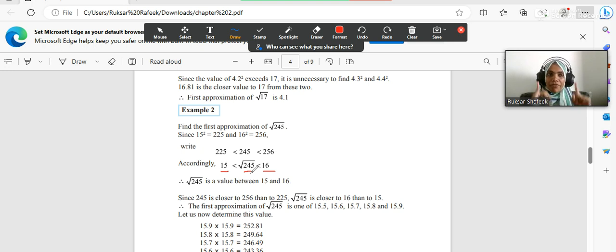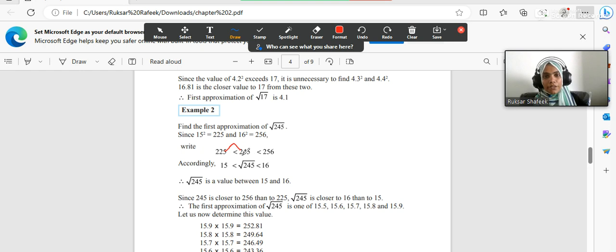So the first step is to find the closest square numbers to the given number, the two closest, right? And then you figure out the square roots of the two numbers that you found, and you figure out which is closer. So is 225 closer to 245 or is 256 closer to 245? For that, what am I going to do? I'm going to find the difference between these two numbers.